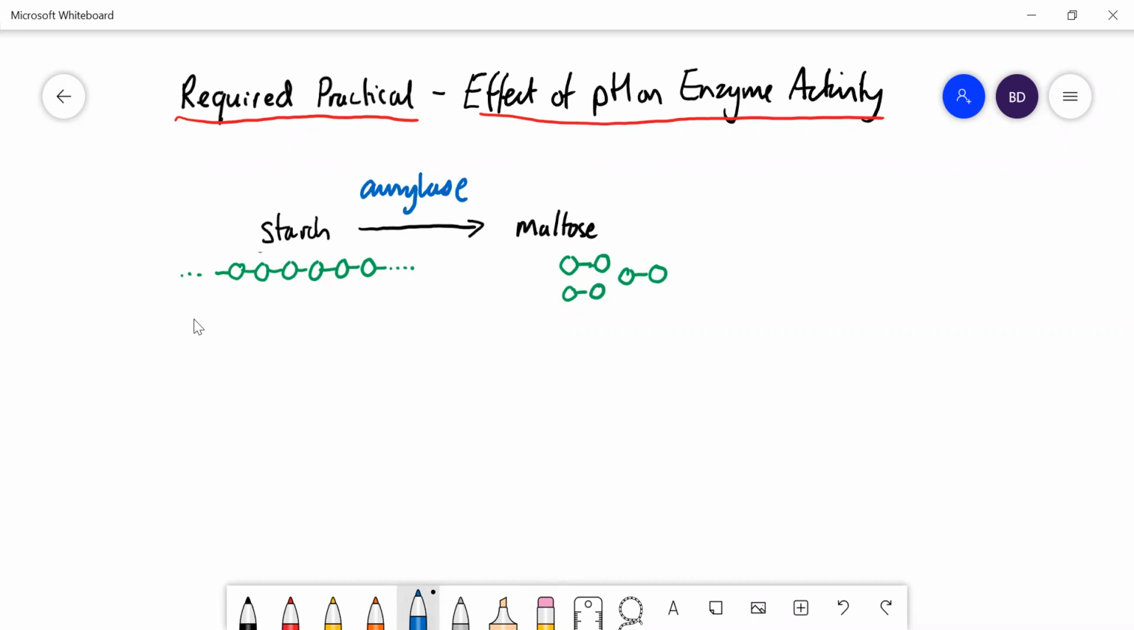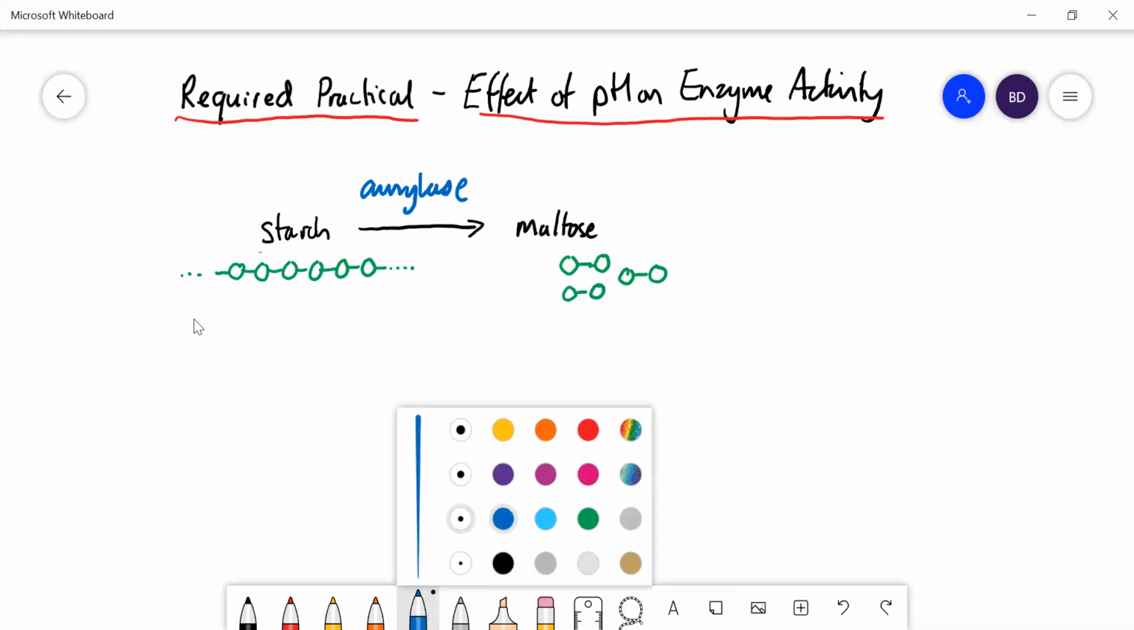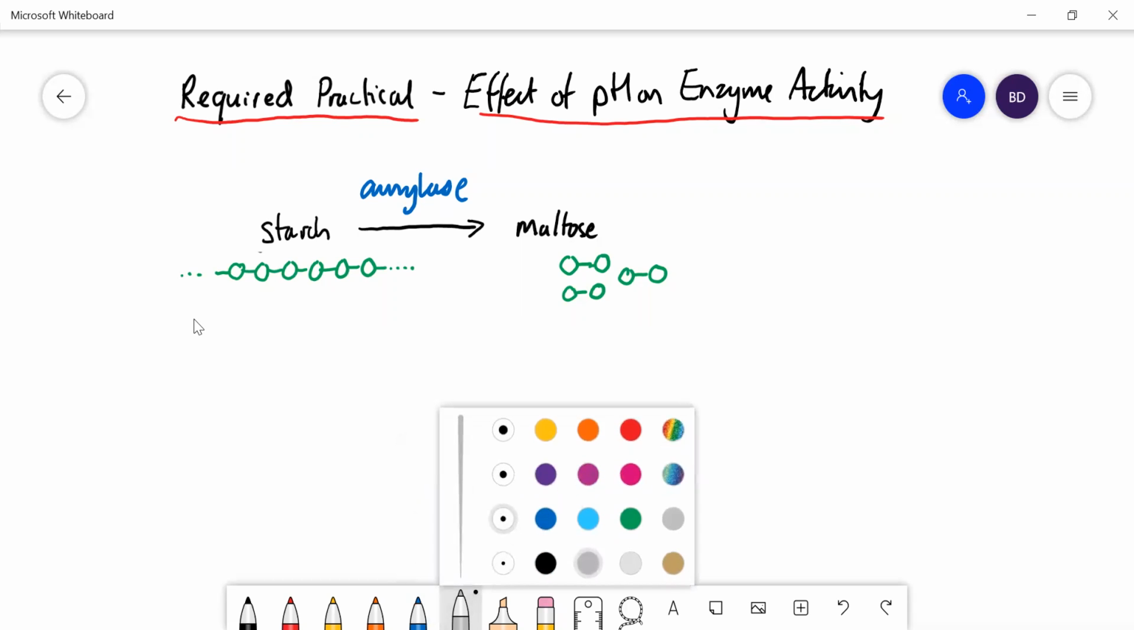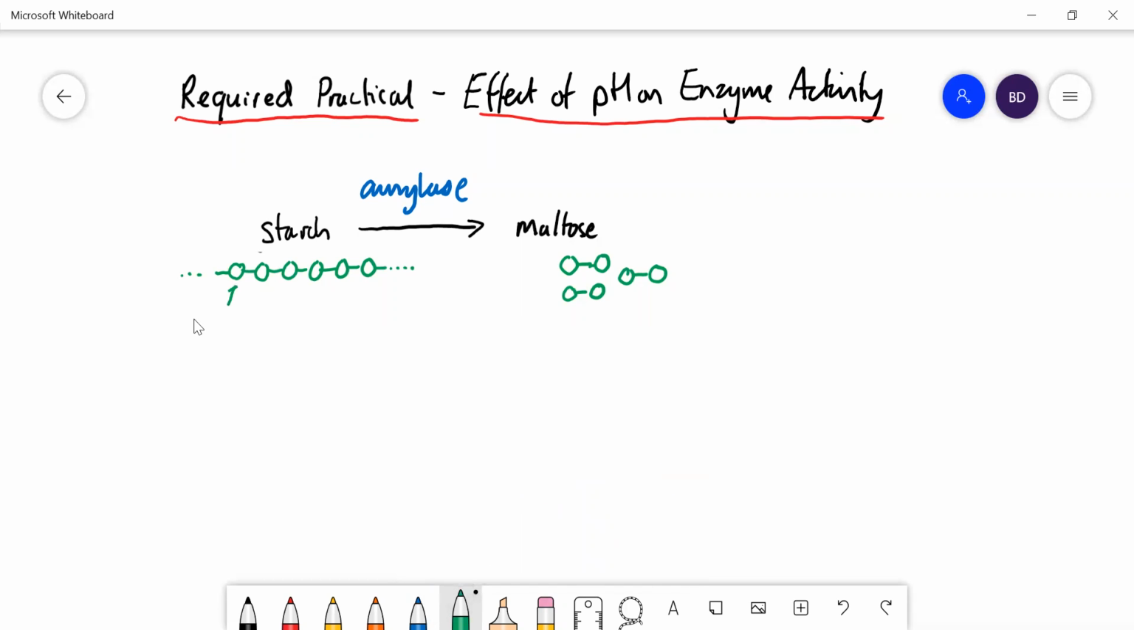Now, starch is a polysaccharide. Each of those green units is a glucose, and starch is made of a couple of thousand glucoses joined together. The enzyme breaks the starch up not into individual glucose units actually, but into maltose here, which is a disaccharide. So that's two glucoses stuck together.